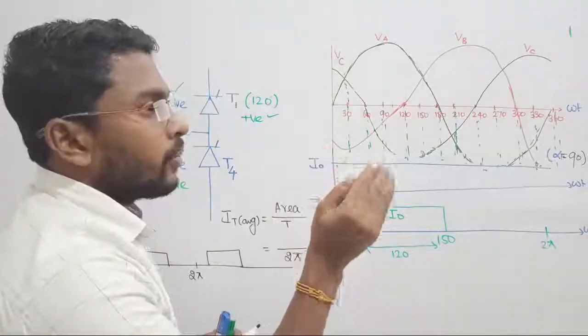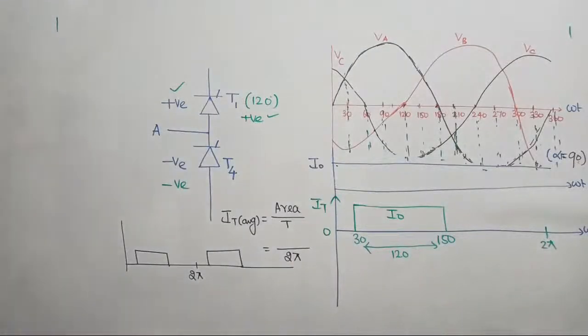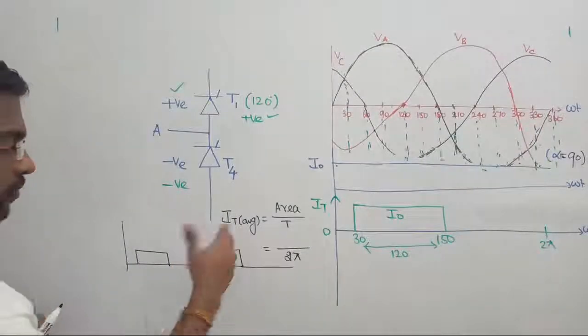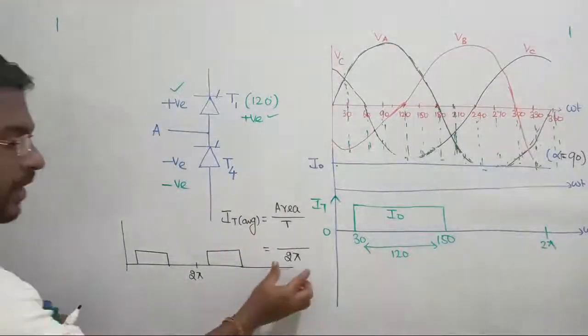After a particular time period, the same waveform has to be repeated. See there, after 2 pi, this same waveform repeats again. So you have to consider one complete cycle as 2 pi.